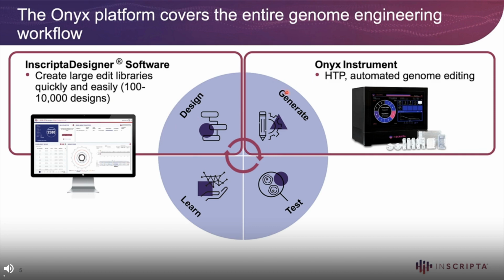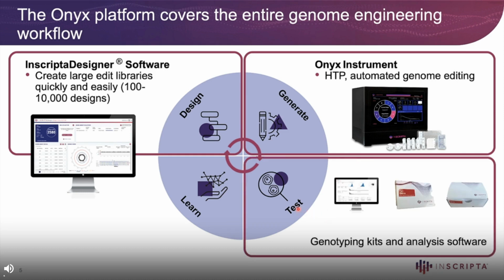Next would be the generate phase, and this is where you're actually building your libraries. Shown here is the Onyx instrument, and here are all of your consumables. This makes it very easy to just load your consumables into the instrument and push a button, and then the instrument will run, and you'll end up with a pool of cells which contain your library of designs.